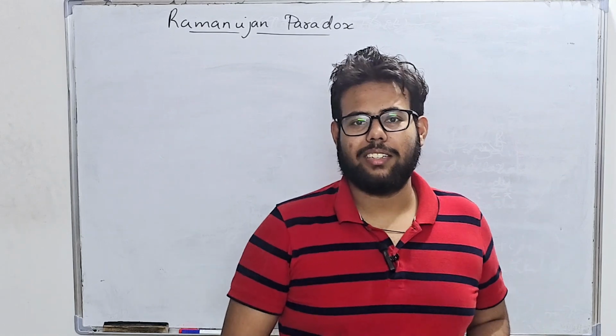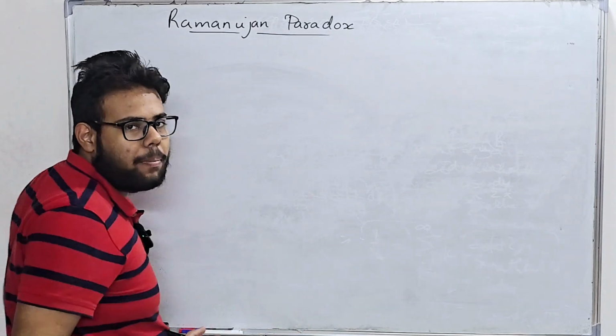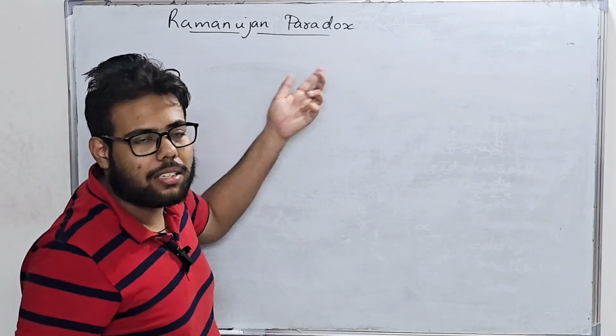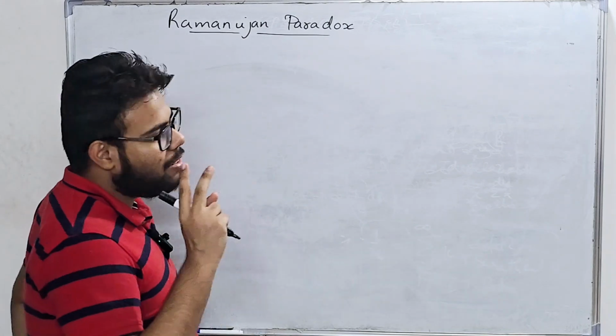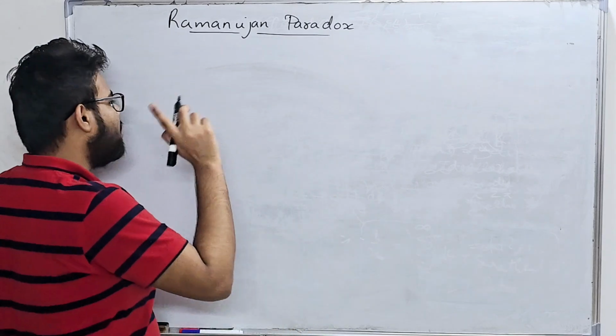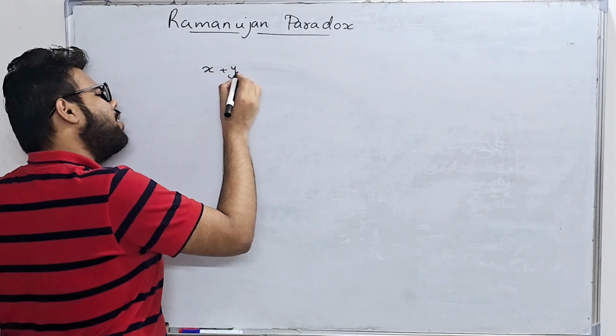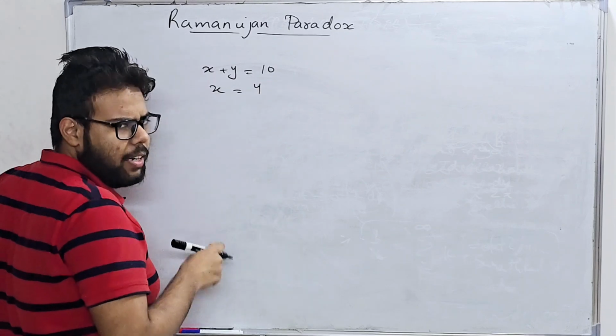And now let's start. Before understanding the Ramanujan paradox, you should know what a paradox is. For example, I will do a social experiment right now. I will give you two equations, and in them you have to solve for y. Okay, so just listen. X plus y is equal to 7 and x is equal to 3. Solve for y.